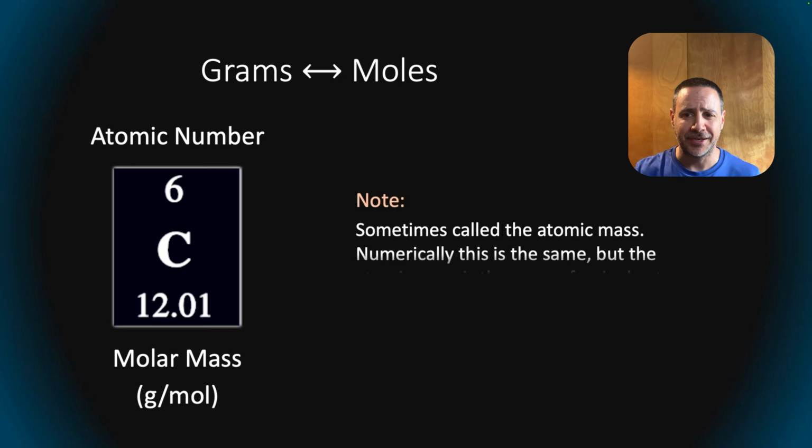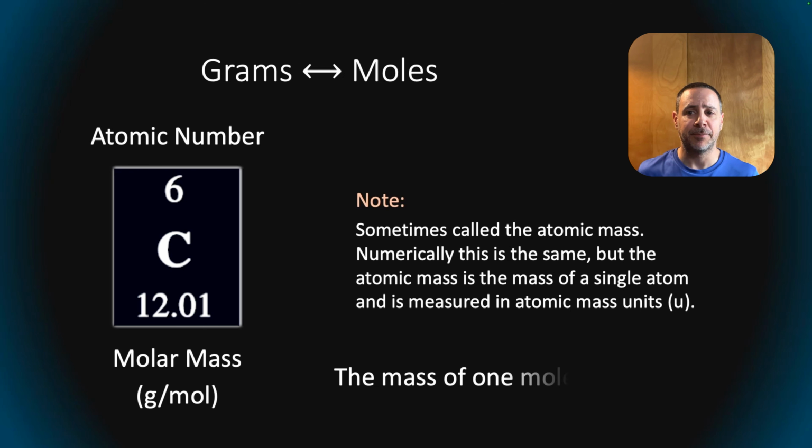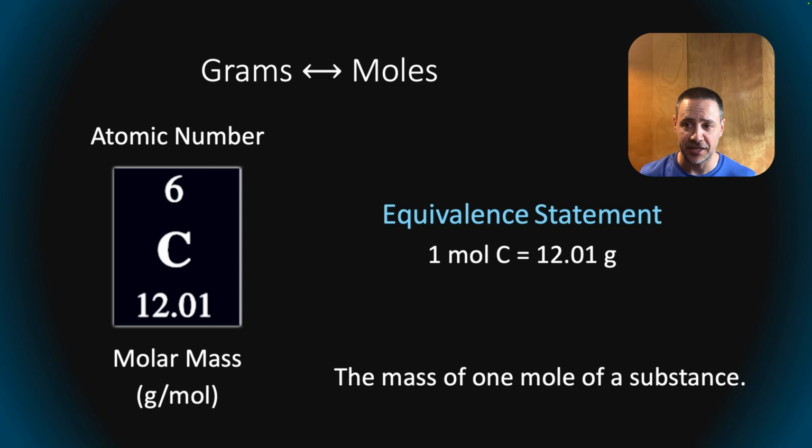When referred to as the atomic mass, it's got the same numerical value, but it's measured in different units. The molar mass is the mass of 1 mole of the element in the box. That means that 1 mole of carbon has a mass of 12.01 grams, or 1 mole of carbon is equal to 12.01 grams. It's the equivalent statement for converting between grams and mole.